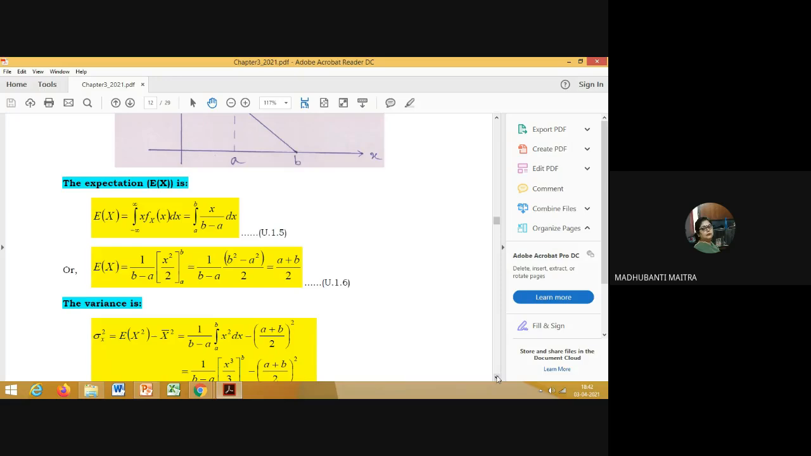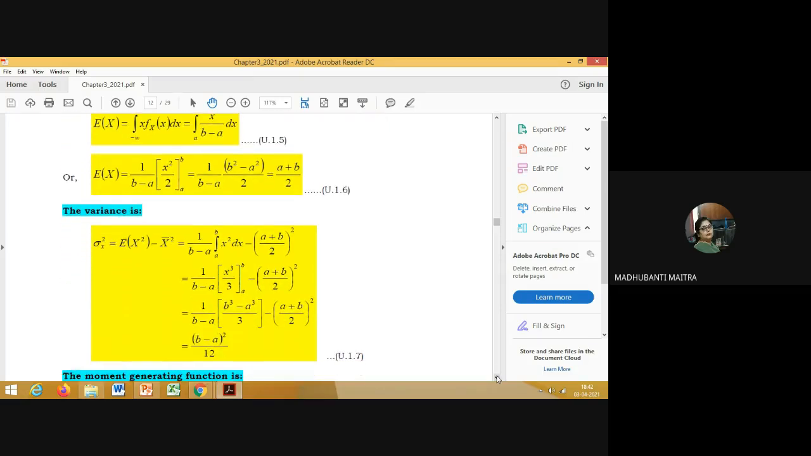Similarly, we can find out the variance. Please go through this. The derivation has been done. The variance, we know that sigma x square is equal to expectation of x square minus expectation of x whole square, right? The expected value we have already computed. We only have to find expectation of x square, which is nothing but 1 by b minus a times the integration from a to b of x square dx. Please go through this and check whether the end result is correct or not.